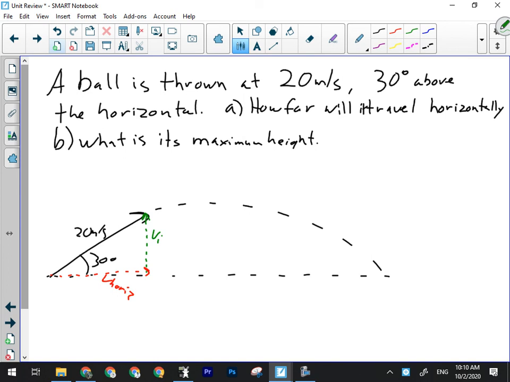Okay? If we don't remember that, it's really hard to get things started. Okay? And the mistake I often see people make is they use this 20 meters per second for these numbers. Okay? That 20 meters per second is 30 degrees above the horizontal. It is neither one of those numbers.